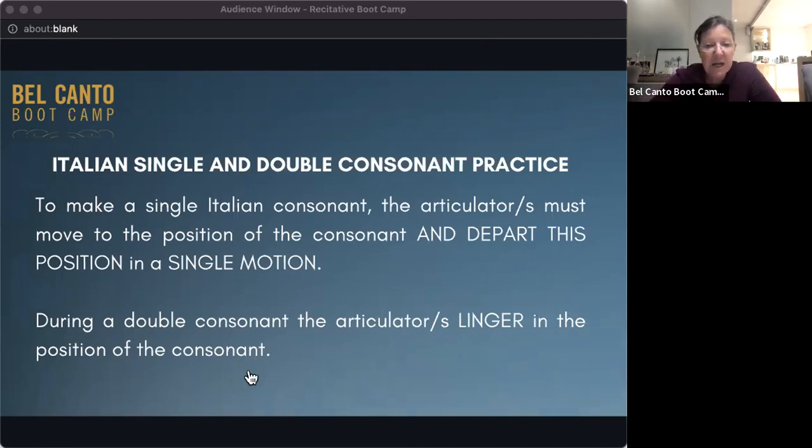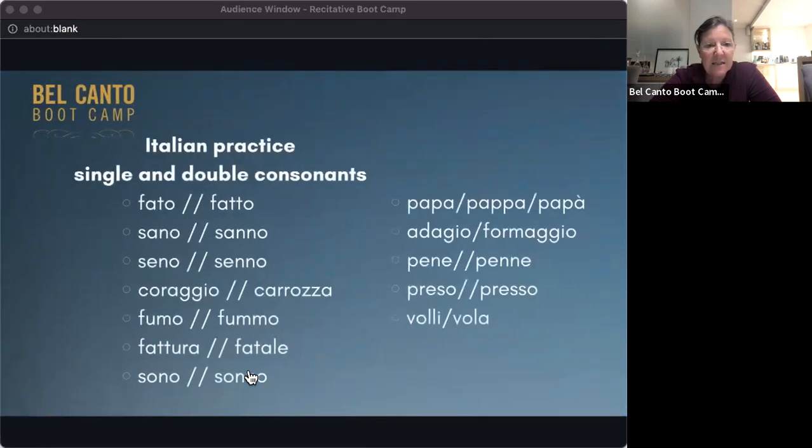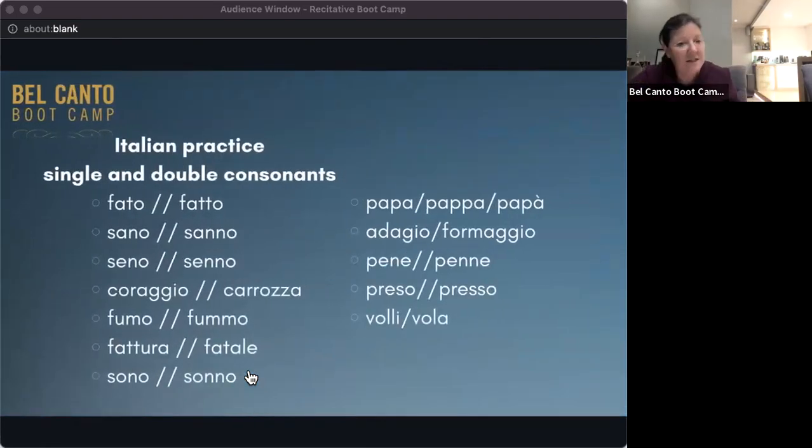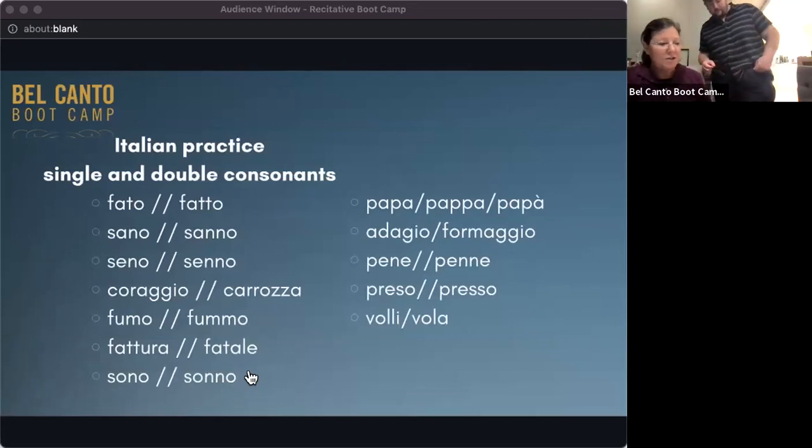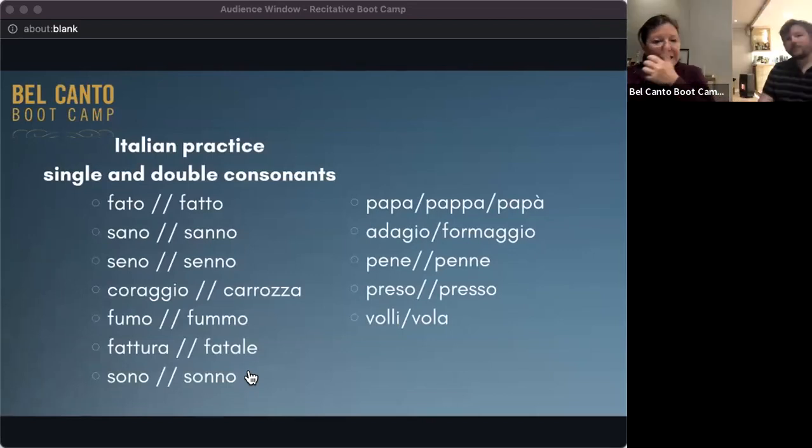So Derek has made you a single and double consonant practice slide. So you're going to practice with Derek, and so your job is to find all of the words all through your libretto, that's not just recitative, right? All through the libretto, make sure that you want to see those doubles jump out at you, and then you're going to practice saying them in this way.